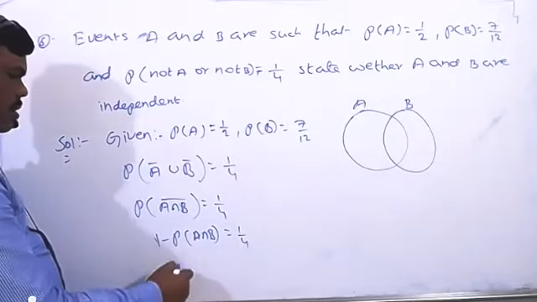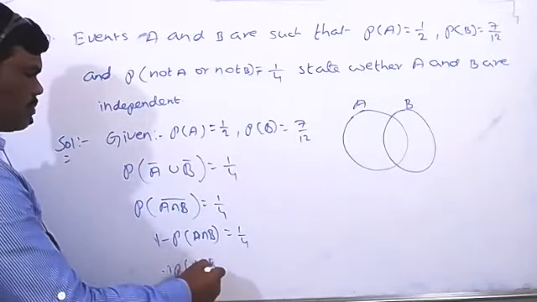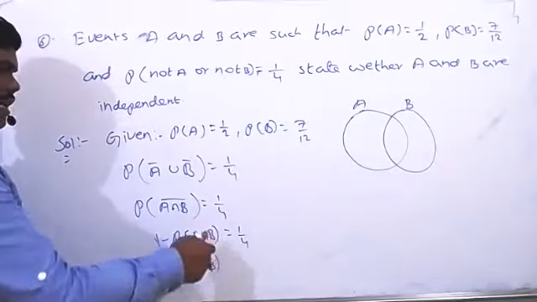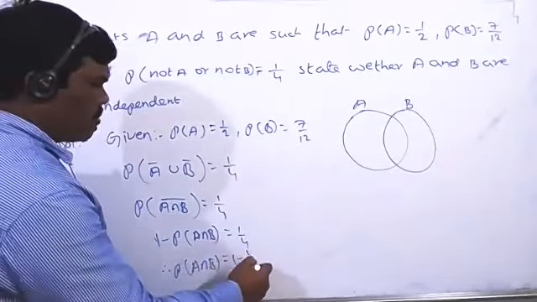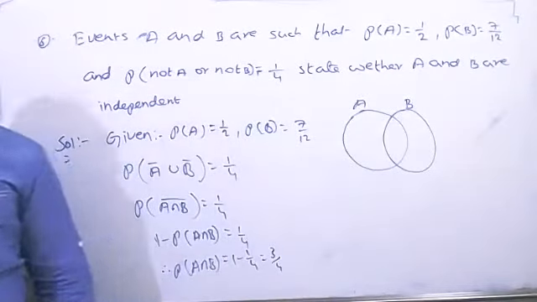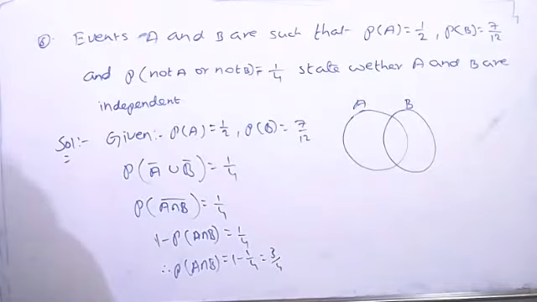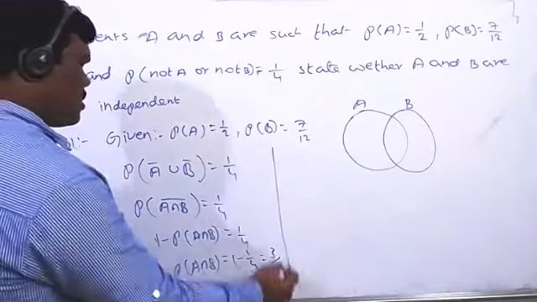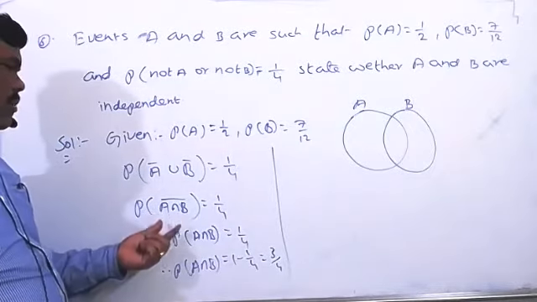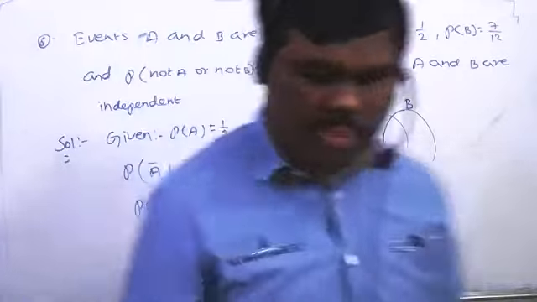So therefore, probability of A intersection B is 1 minus 1 by 4, so it is equal to 3 by 4. So A intersection B we got. Now we can verify the condition: is the probability of A intersection B equal to probability of A into probability of B?